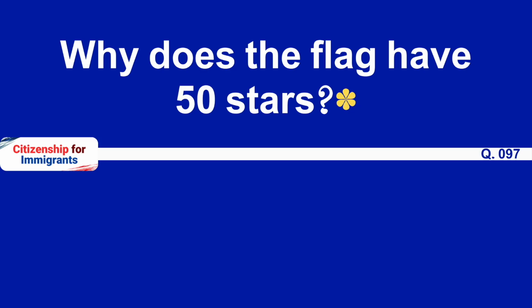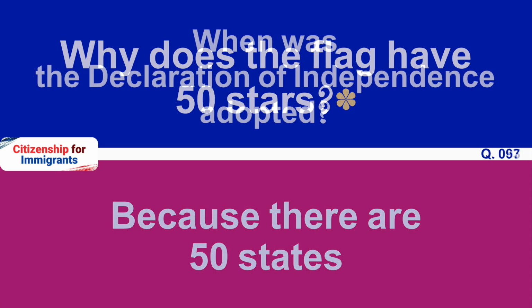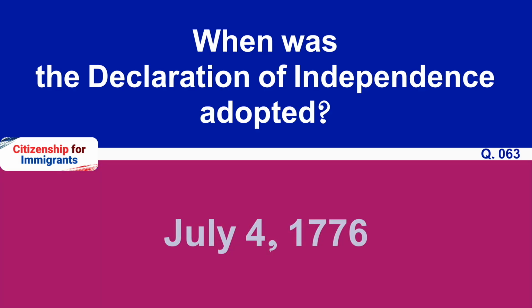Why does the flag have 50 stars? Because there are 50 states. When was the Declaration of Independence adopted? July 4th, 1776.